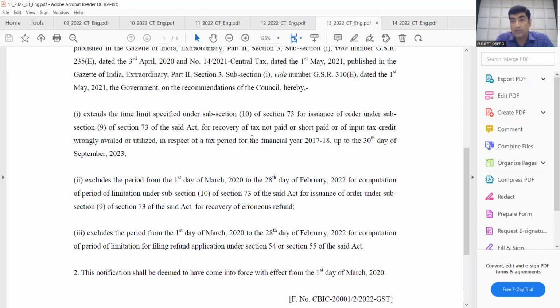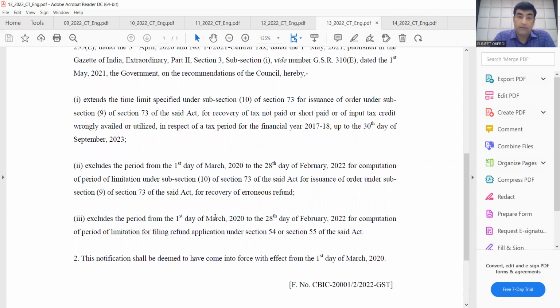The first two items are basically for the benefit of the department, where they are extending the time limit for issuance of the order. For issuance of order under 73 and 74, the date has been extended up to 30th of September 23. In part 2, they say that for computation, the limitation period under section 73 and 74 for the issuance of the order, the period from 1st March 22 to 28 February 22 shall be excluded for the calculation. So this limitation period will get extended enormously for the recovery of erroneous refund.